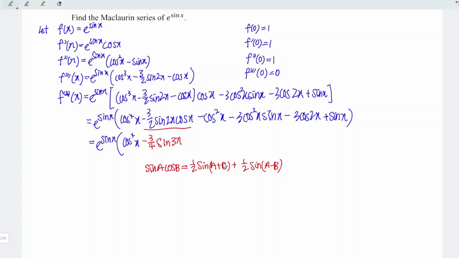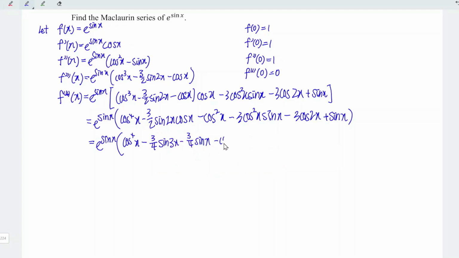And for the second term, we have negative 3 over 2 times 1 over 2, also negative 3 over 4. And this time we have a minus b, which means that we should have sine (2x minus x), which is sine x, followed by minus cos squared x.